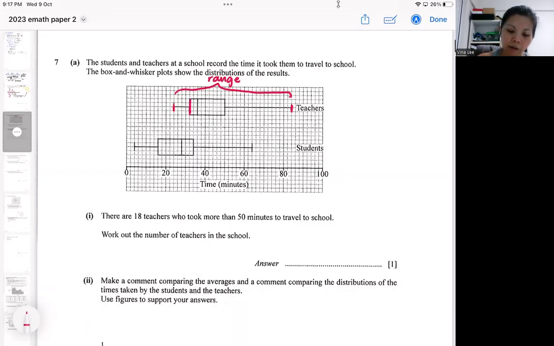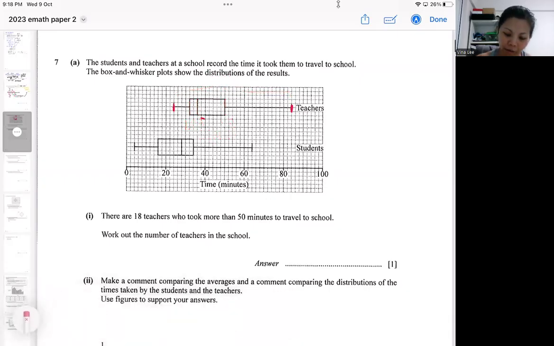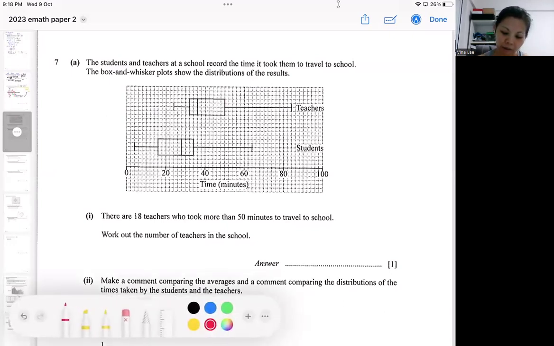And the box: this will be the lower quartile, this will be the upper quartile. The middle line is the median. So if any one of you forgot about box and whisker, that's the structure. For the box, the first line is the lower quartile, the last line is the upper quartile, and the middle line is the median. So basically, that is the feature of a box and whisker.